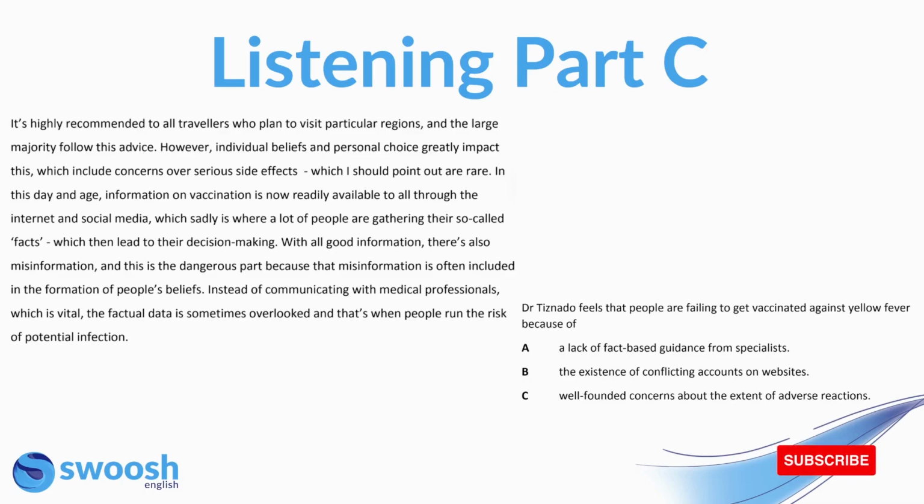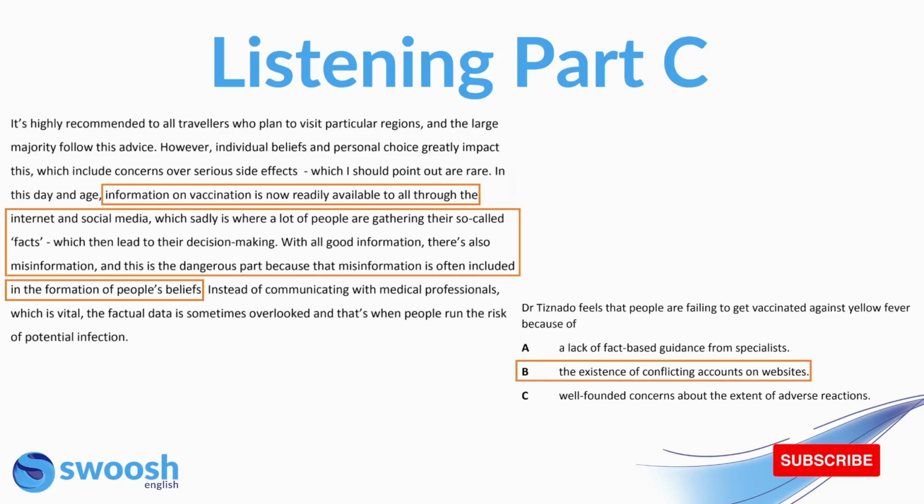All right, how did you get on? Let me show you. The answer was B. And where was the answer? It was here. Let's take a look now and see if we can see any synonyms or paraphrasing. So in B, it talks about websites, and in the tape script, it mentions the internet and social media. And then in the answer option, it says the existence of conflicting accounts. And in the tapescript, it talks about so-called facts and misinformation. So we can see there that the answer option for B has been paraphrased quite a lot, but we can also see that it's the correct answer once we start to analyze it.